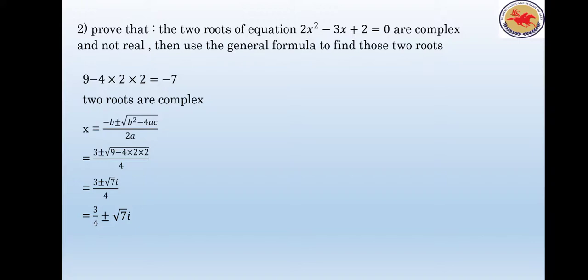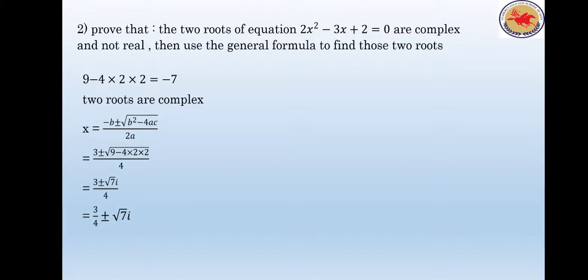Yes, when they are complex, the discriminant is smaller than 0, a negative number. Yes, by using the discriminant we get negative 7. Then the two roots are complex. To solve this equation, that means using the general formula. And by replacement, yes, for b, negative 3, and so on.